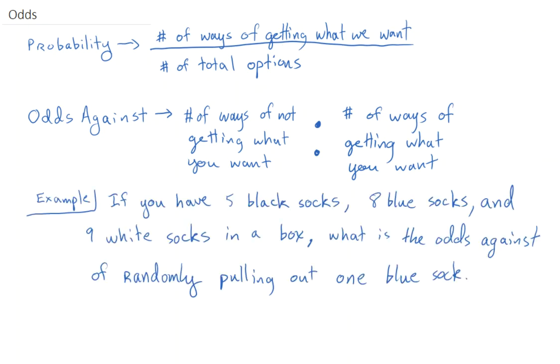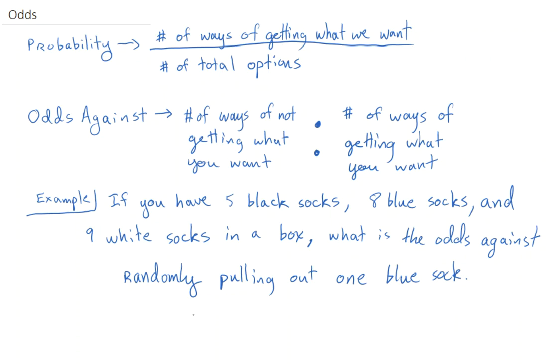Alright, going back to our example, if you have 5 black socks, 8 blue socks, and 9 white socks in a box, what's the odds against randomly pulling out 1 blue sock? Okay, so for this, we want what we want.